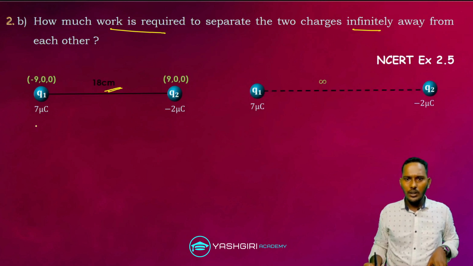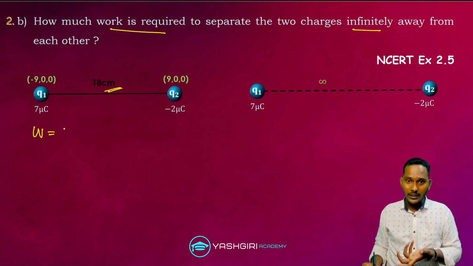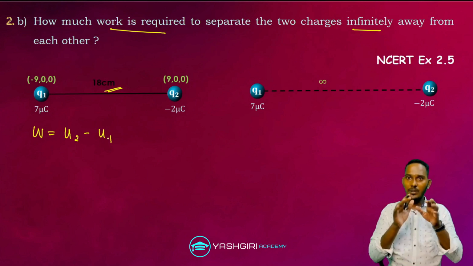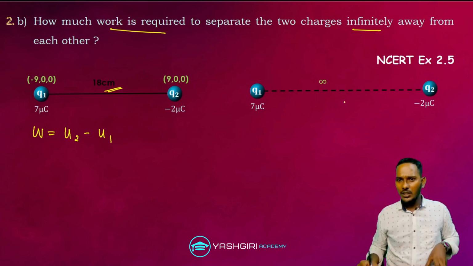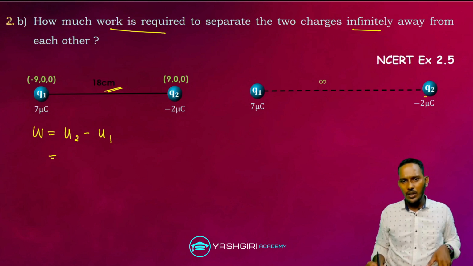Now here, the work that will be required is nothing but a change in the potential energy. So that is going to be U2 minus U1, the final potential energy minus the initial potential energy. What is the final potential energy? When the 2 charges are at infinity, the potential energy will be 0. So that is 0 minus the initial potential energy.